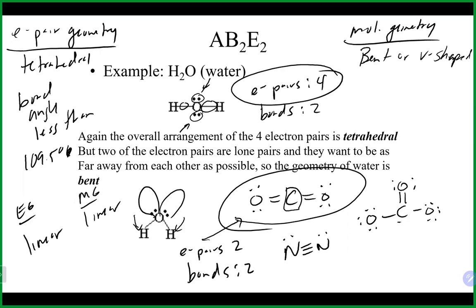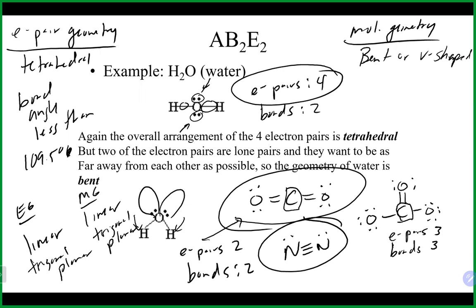This one here has how many electron pairs? Electron pairs is 3, as a double bond counts as just 1, and bonds is 3 as well, which means the electron pair geometry here would be trigonal planar, and the molecular geometry would also be trigonal planar for that second guy there. And what about this guy? This guy would be just linear. Again, it's diatomic, so it has obviously only 2 atoms involved. Any questions on geometry?